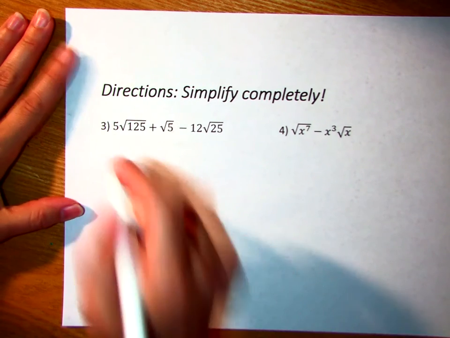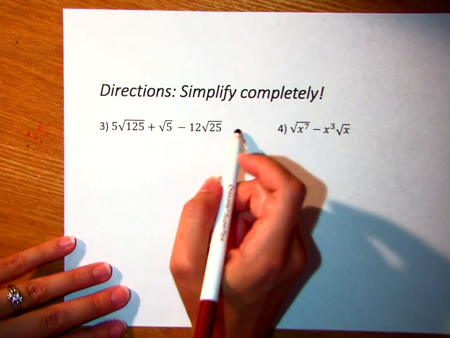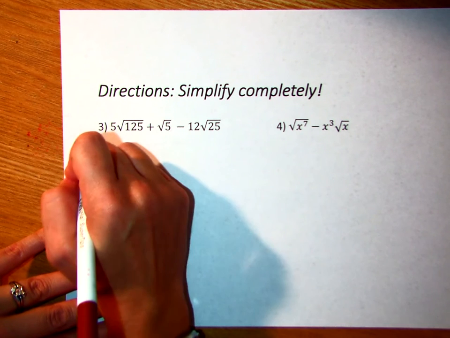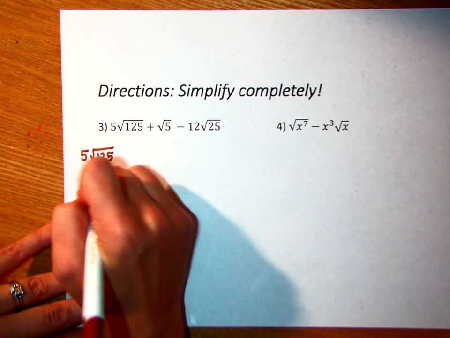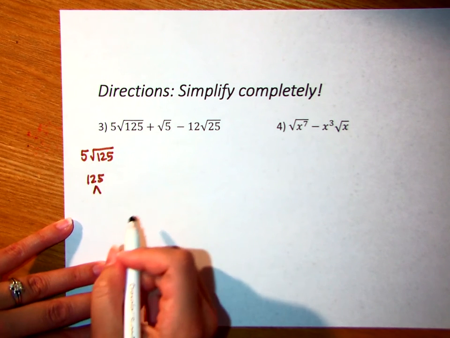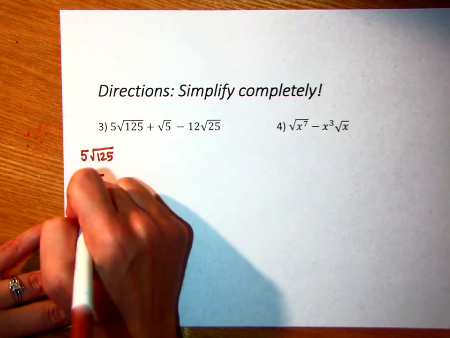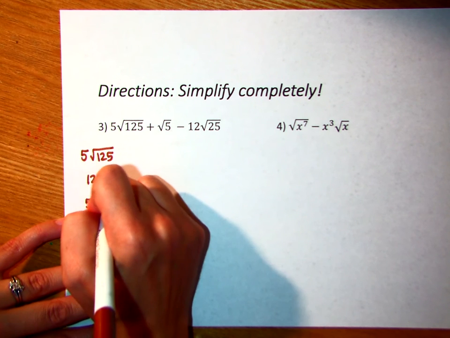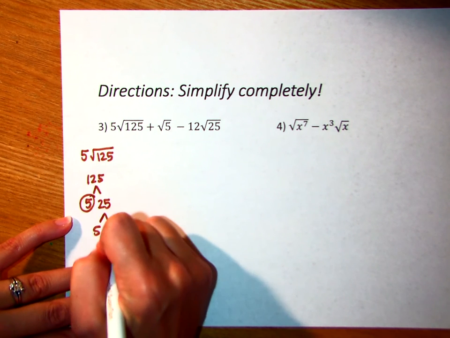On number 3, we got multiple things going on here. So let's go ahead and simplify each of these terms, and then we can see what can be combined. So I'm going to start with 5 square root of 125, and I want to do the prime factorization of 125. Since I see that it's divisible by 5, we could divide that by 5. 5 times 25 is 125. This is prime. This goes to 5 and 5.